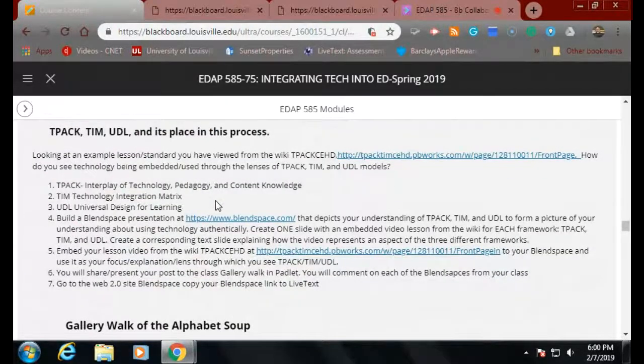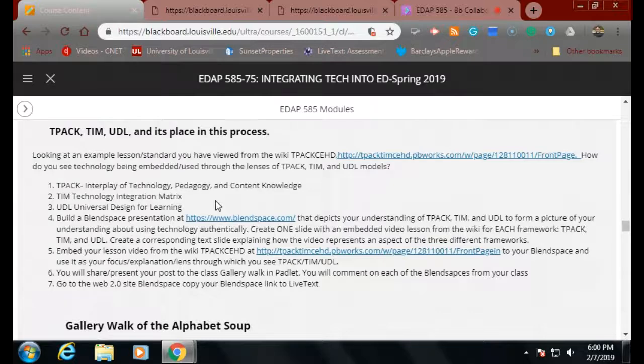So what we're going to be doing is looking at a tool called Blend Space. I'm going to show you that in just a second. And we're going to be looking for examples of TPACK, TIM, and UDL. If you can find one video that is a good example of TPACK, one video that is a good example of TIM, and one video that's a good example of UDL, when we get done with this, that's great. That's the idea. I've had students, though, who have gone out and said, well, I found this one video, and it fits TPACK and TIM, or it fits TPACK and UDL. Fine. Let's see what I mean here in just a second.